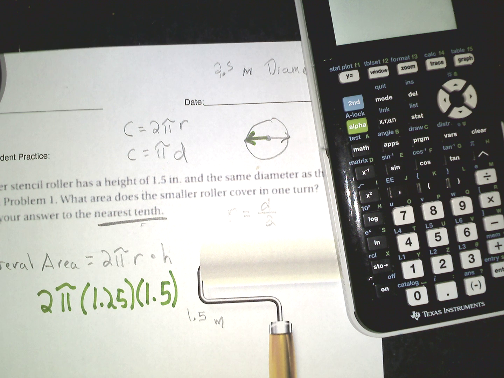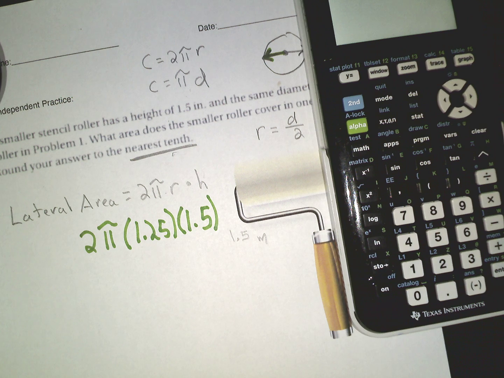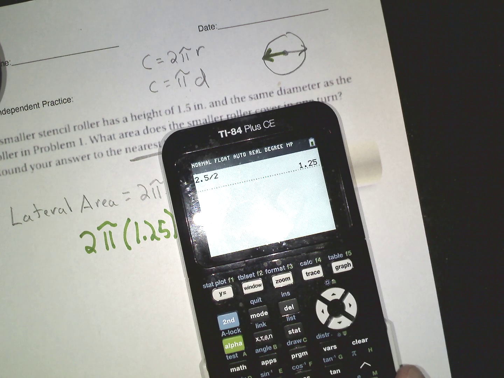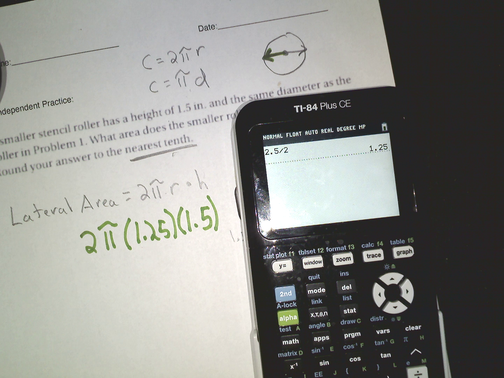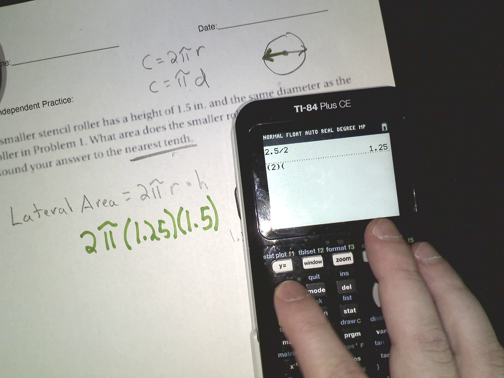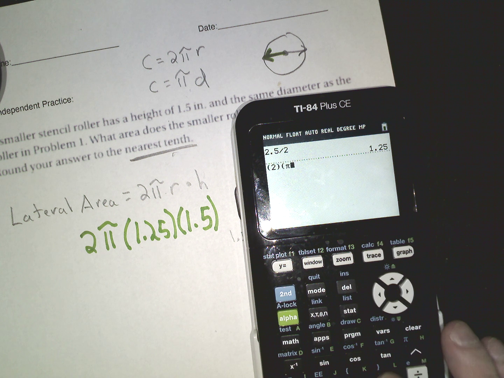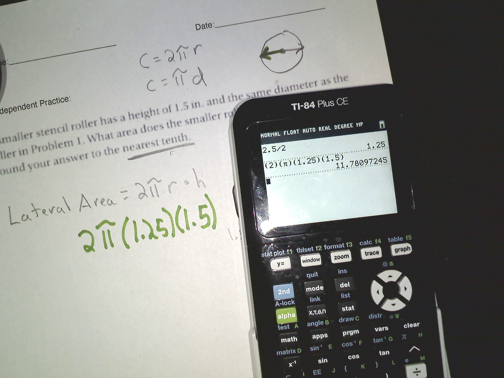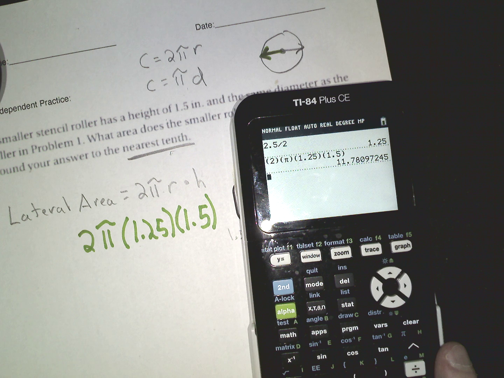If you have a calculator, you are basically almost done here. Just plug the numbers in. I'm plugging the numbers in because I'm not solving for pi, so I don't have to move anything around. I put in 2, pi, 1.25, and 1.5. I hit enter and get my number, which is 11.78 meters.